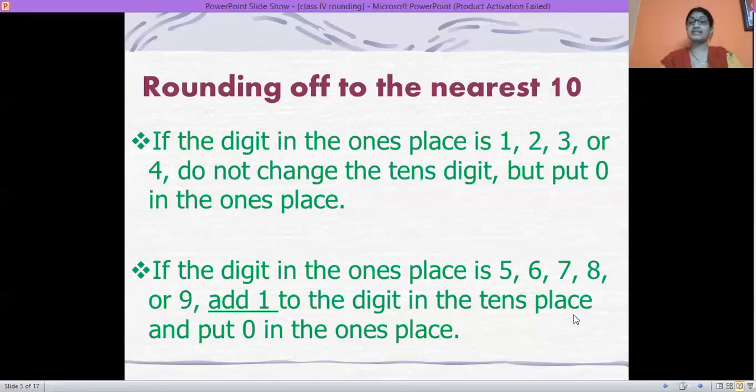Only the tens place and ones place are going to change. And that too, tens place will change only if ones digit is 5 or more. If ones digit is 5 or more than 5, tens place is going to increase by 1.